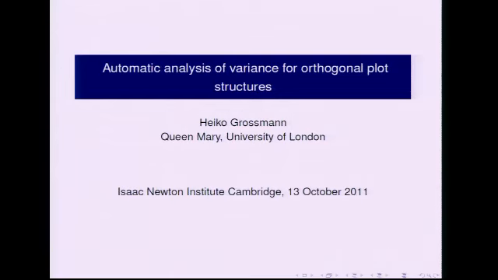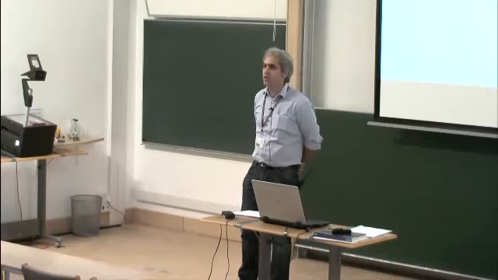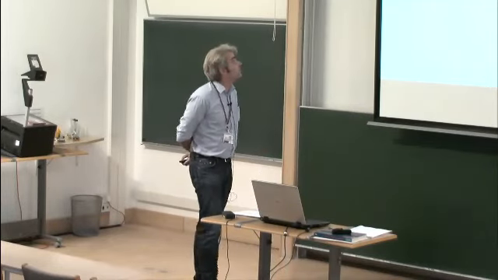Basically what we're going to have is 4 sections. I will start off with some introduction, then talk a bit about theory, and then the main thing I want to present today is a new program for doing the automatic analysis of variance, which I have called automatic ANOVA. And then to illustrate how that works, we will be looking at several examples.